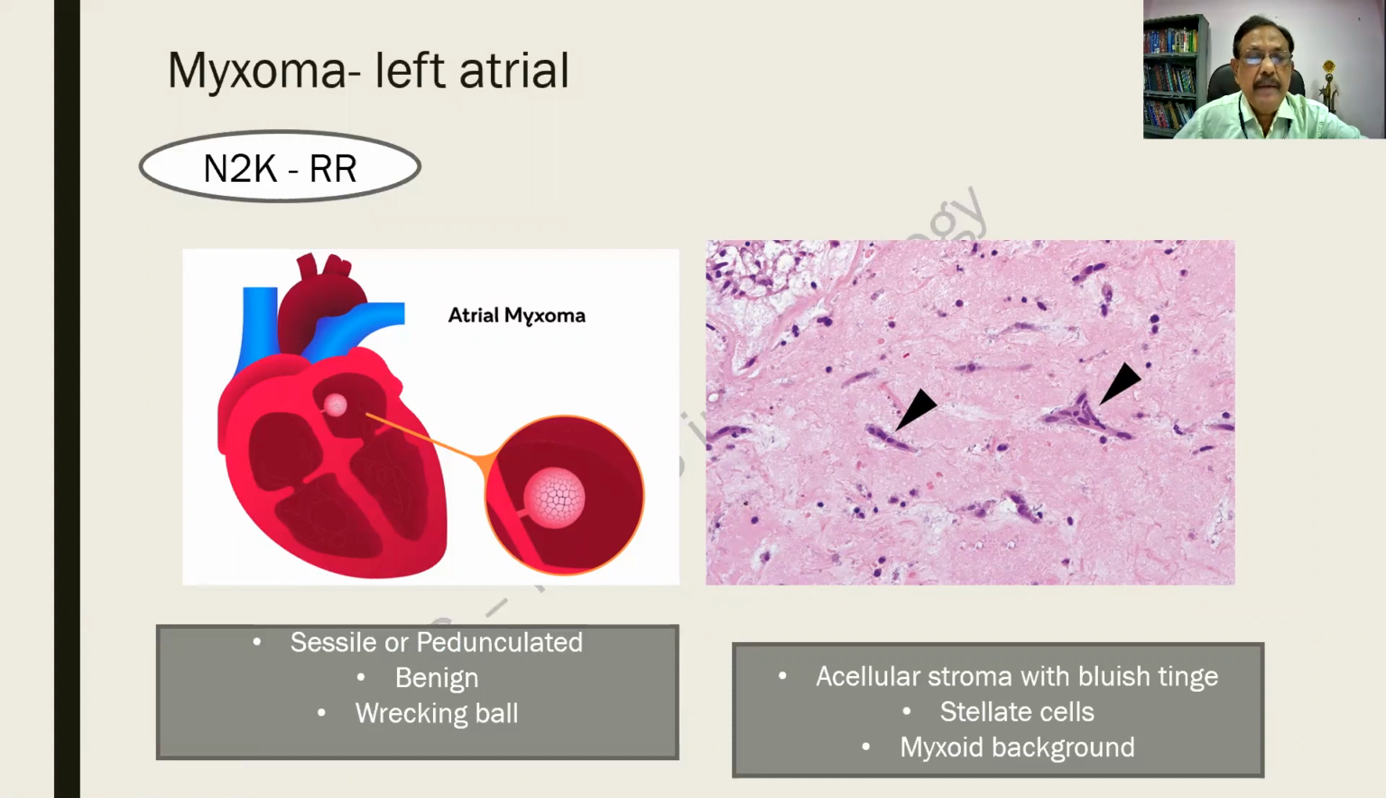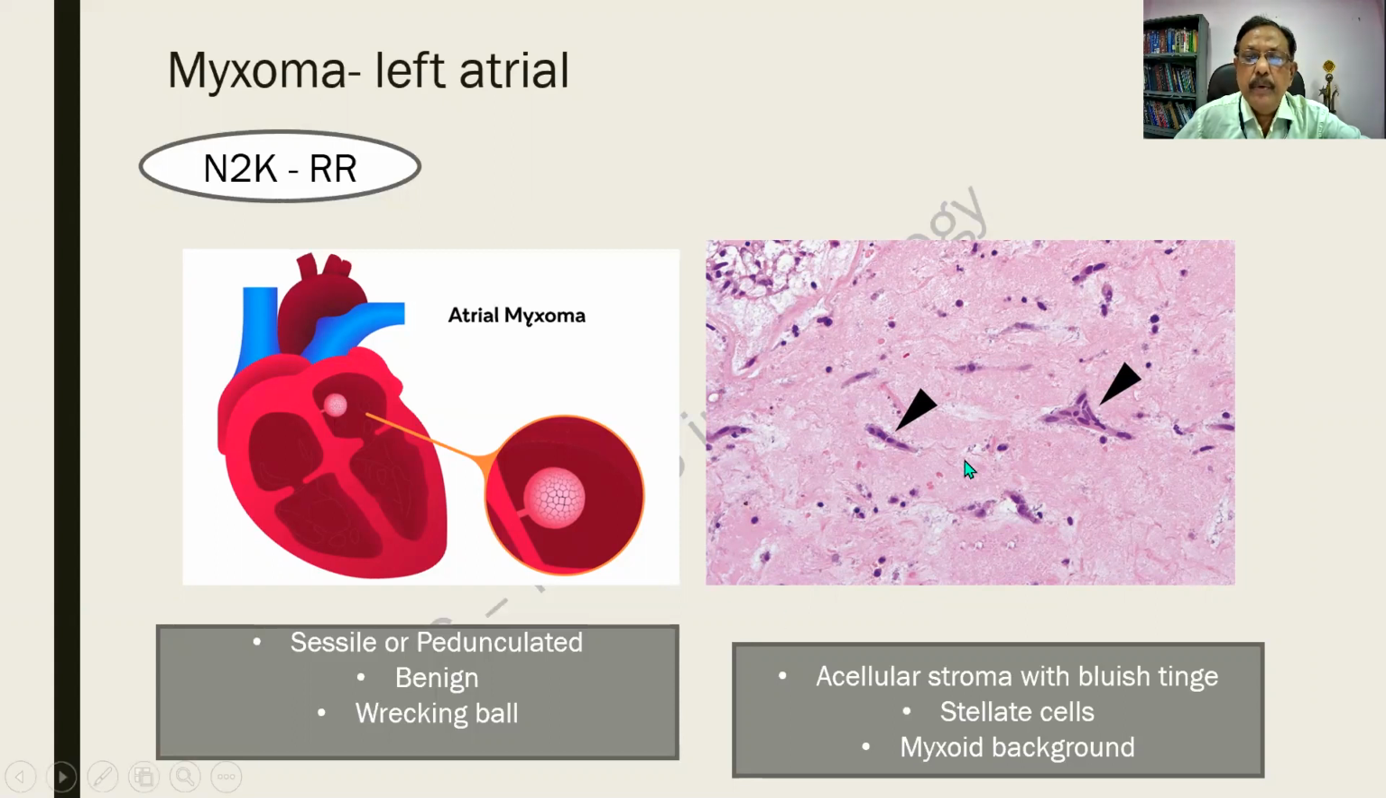But what is the damage because of a myxoma? In this, you find that there is a dynamic flow of blood that will be moving the lesion up and down. As a result, this will be coming and hitting against the wall, leading to damage. This is called a wrecking ball damage. A wrecking ball is a huge metal ball that is used by a crane to demolish buildings. So this is likened to a wrecking ball.